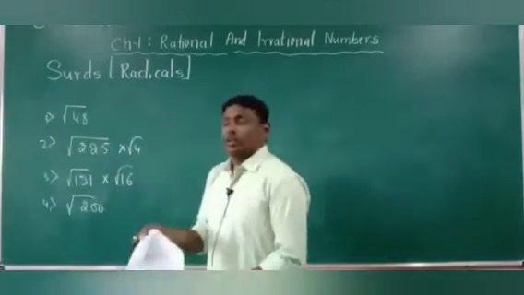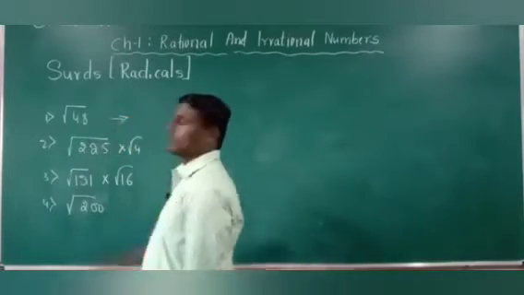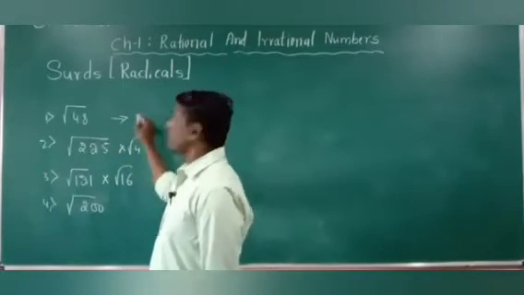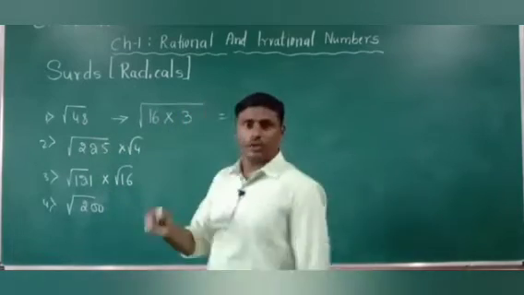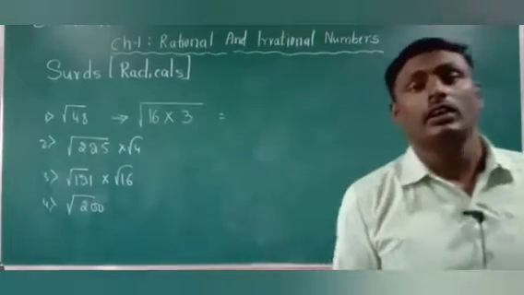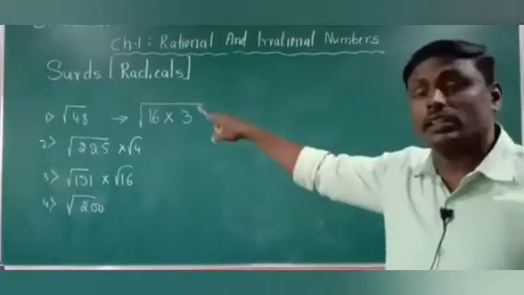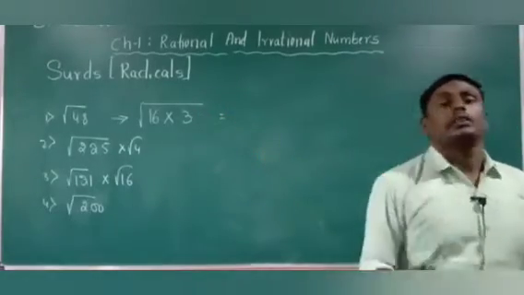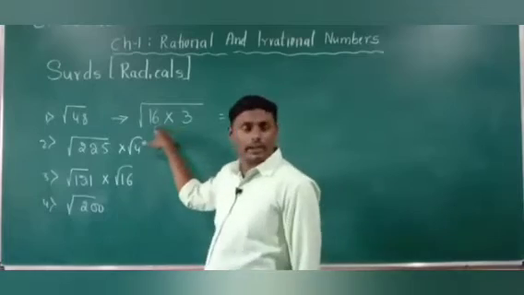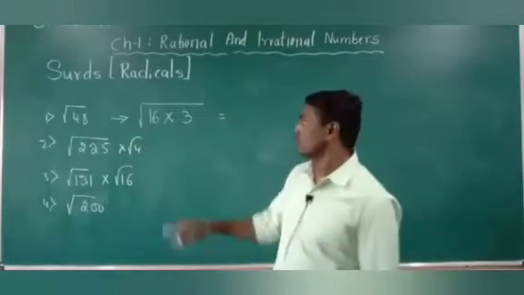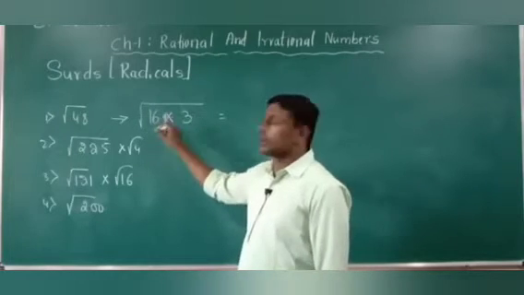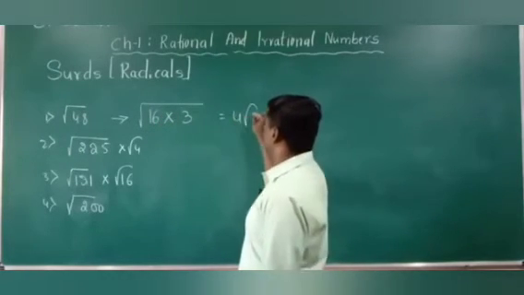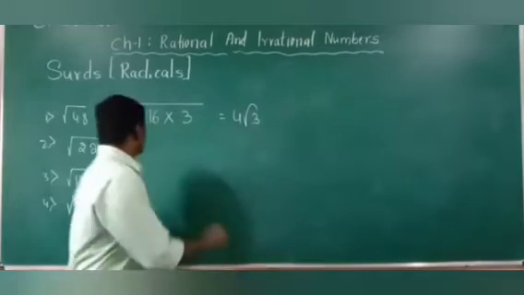Okay, see the first one, root 48. How can you split the root 48? 16 into 3. I already told you in the previous classes, when you are splitting the number inside the square root, at least one of the separated numbers should be a perfect square. So 16 into 3 is 48. Now here 16 is a perfect square number. Square root of 16 is 4, so 4 root 3.